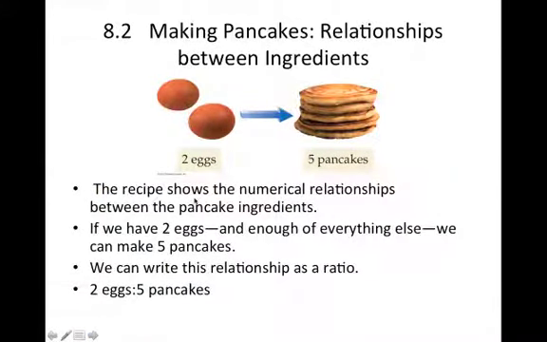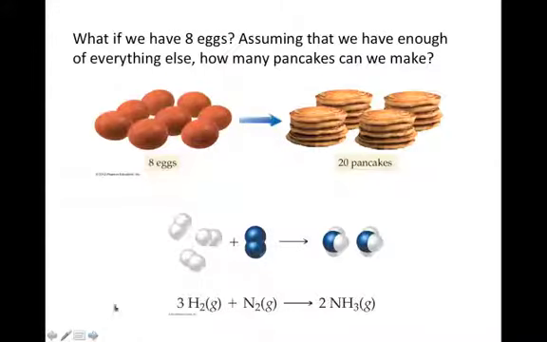The recipe shows the numerical relationship between the pancakes and the ingredients. For example, we need 2 eggs to make 5 pancakes. If we have 2 eggs and enough of everything else, we can make 5 pancakes. So we could say we have an excess of our other ingredients. We can write this relationship as a ratio, 2 eggs to 5 pancakes.